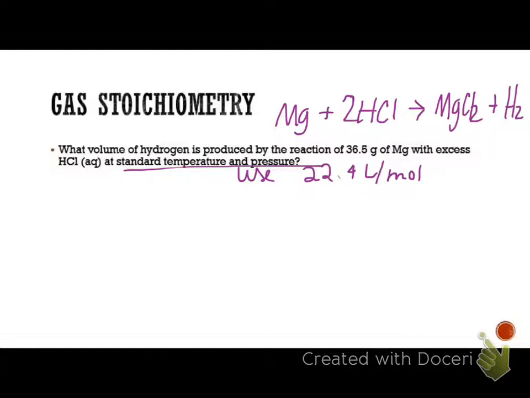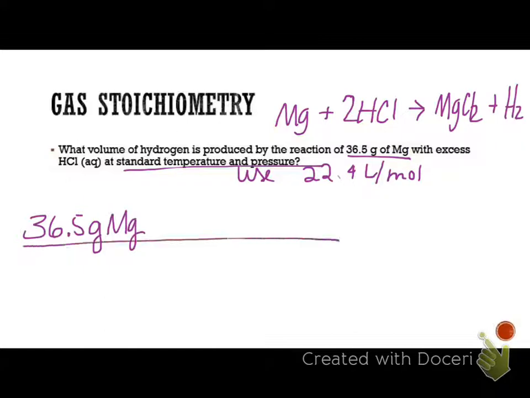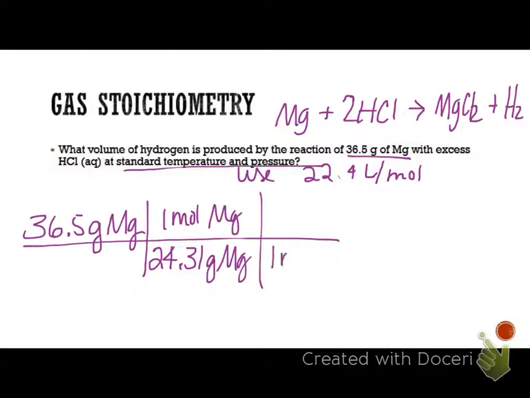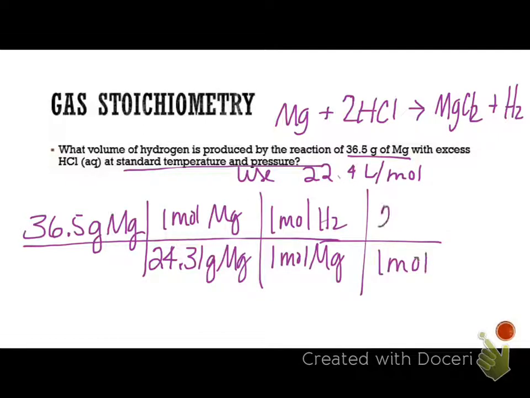Okay? So we're starting with the 36.5 grams of magnesium. Who's going to be my calculator today? We're going to divide by grams, so that we can convert to moles. Then we're going to use our mole ratio. 1 mole of magnesium will produce 1 mole of hydrogen gas. And because we are at STP, I can say for every 1 mole is 22.4 liters of any gas, right?